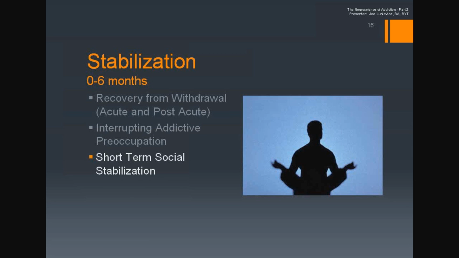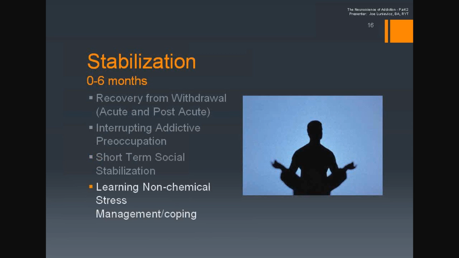So short-term social stabilization, learning non-chemical stress management or coping skills. It can take about 6 months to master new skills. It's about 6 weeks to 6 months. So at the minimum, 6 weeks to 6 months to learn new skills, depending upon the biopsychosocial factors that someone has impacting on their illness. This may take longer or less amount of time. Developing hope, of course, and then motivation is the last piece of this. So this is stabilization, where we spend a lot of our time with our drug court participants.